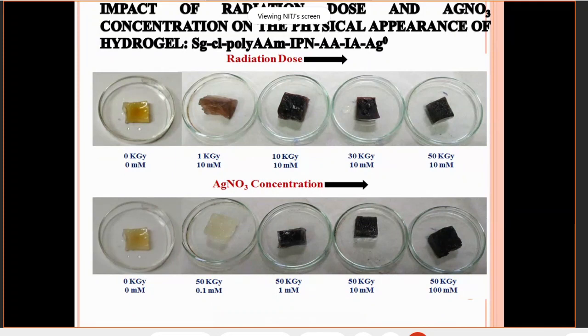and the same type of studies were carried out on IPNs. We have prepared both semi-IPNs and IPNs. And again, on IPNs also, we studied the impact of radiation dose and silver nitrate concentration on their physical appearance. How do they appear with the variations in radiation dose and with the variation in silver nitrate concentration?